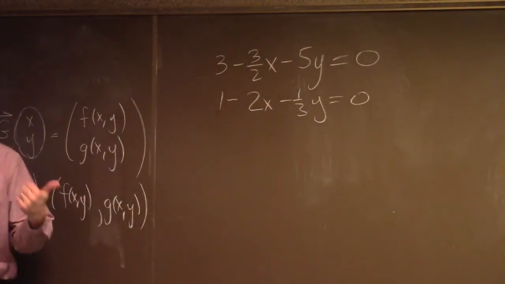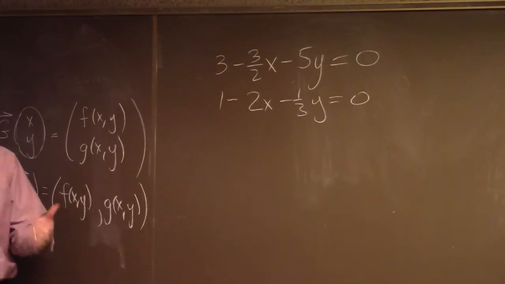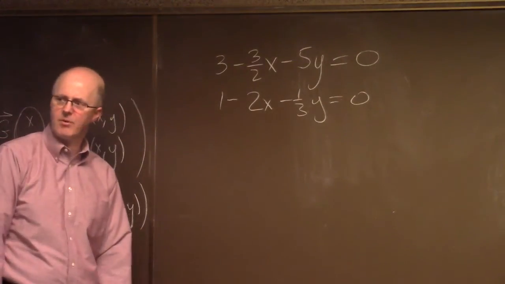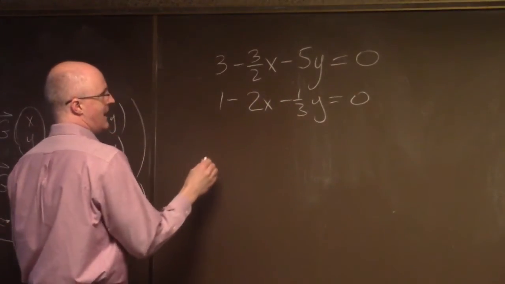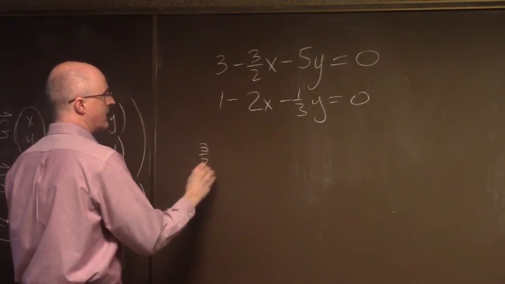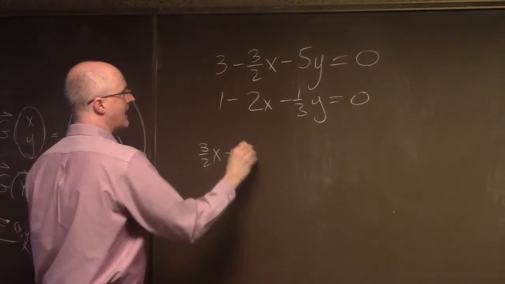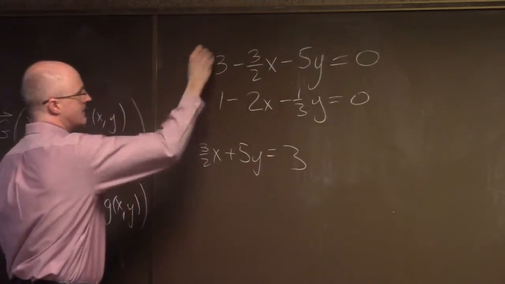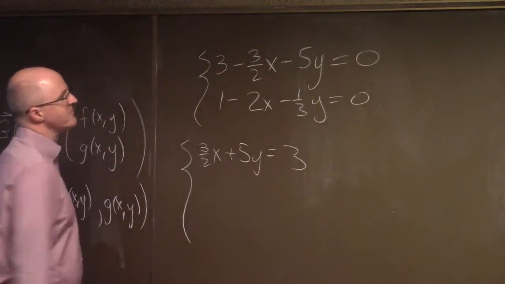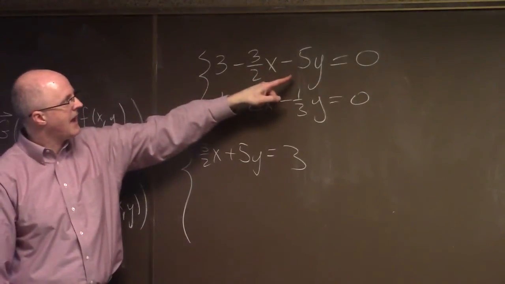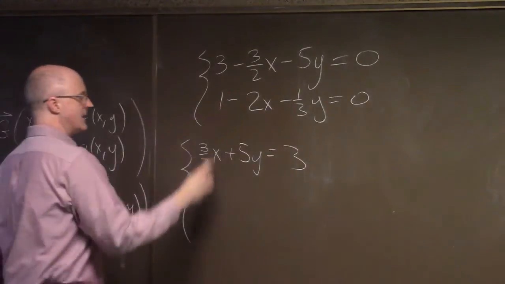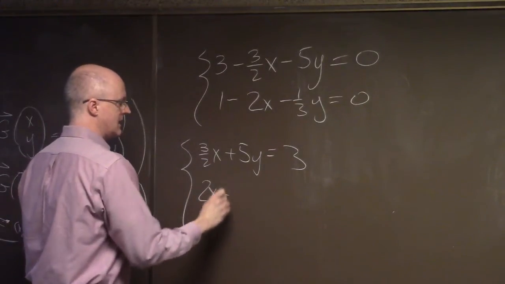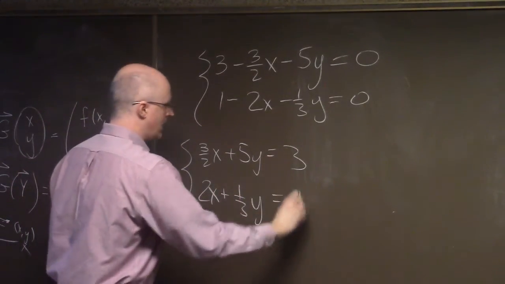Actually, let's go ahead and solve this by hand with the elimination method. We did substitution before. Let's do elimination. This is like linear algebra here. I'm going to rewrite it in the following form. 3/2 x plus 5y equals 3. Just putting the 3/2 x and the 5y on the other side and flipping. Do the same kind of thing with this equation. 2x plus 1/3 y equals 1.